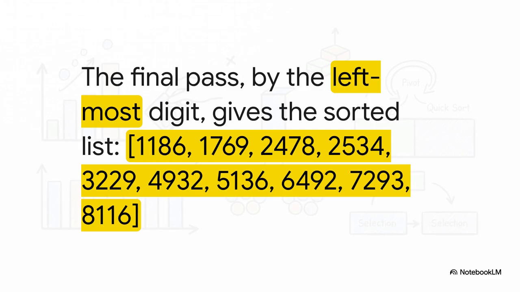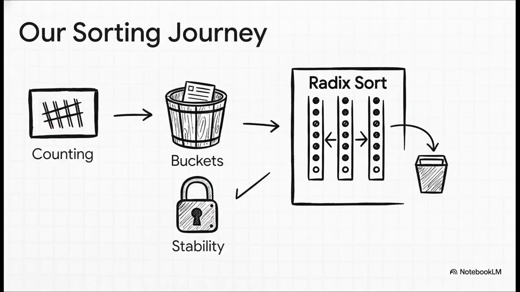And think about what we just did. We never once compared two full numbers against each other. We just sorted one column at a time, and the magic of stability took care of everything else. It's amazing. So let's just quickly retrace our steps, right?